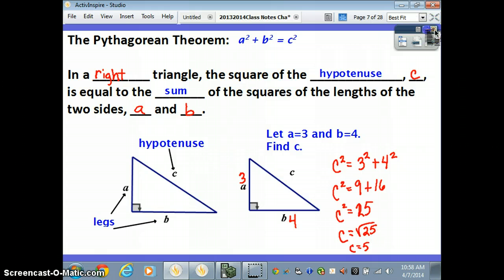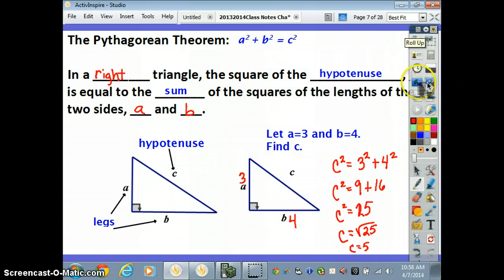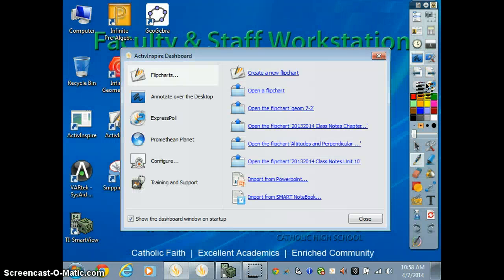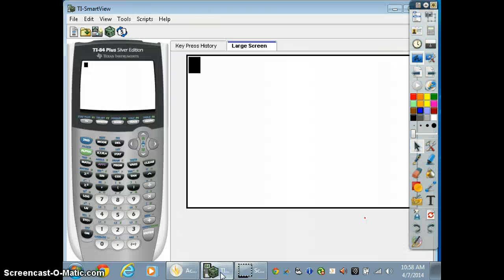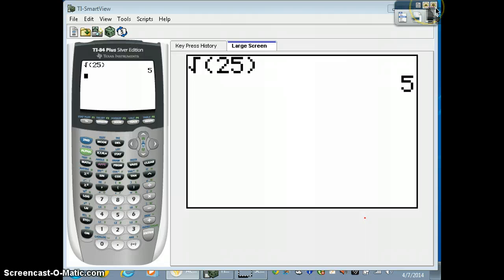Let's go out to our calculator and just plug it in because that one worked out nicely. So if I want to find the square root, above your x squared key is your square root symbol. And then you can plug in 25 and close parentheses just for good habit. And then you'll find out it's 5. Can you see it? Okay, thank you.